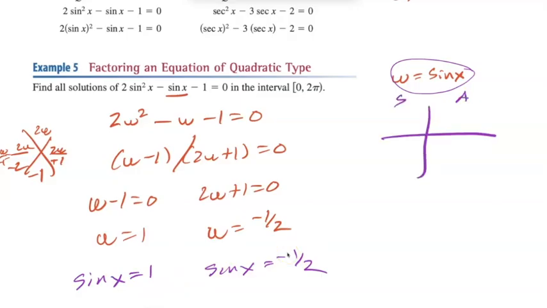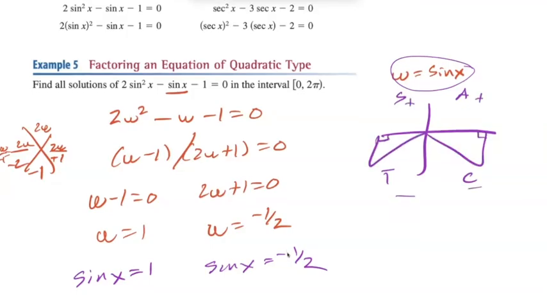All students take calculus. Sine is positive at A and S, but negative at T and C. That's where I'm going to draw my triangle. Sine is SOH, opposite over hypotenuse. Opposite negative 1, hypotenuse 2. And from that, we should know what type of triangle it is. It's 30, 60, 90, 1, root 3, 2. This is 30. 30 gets the 1. 30 is always opposite of 1.